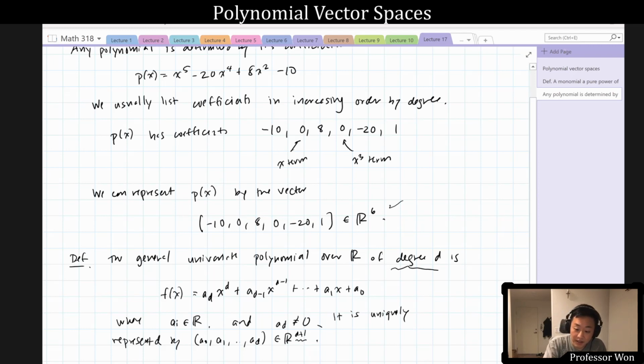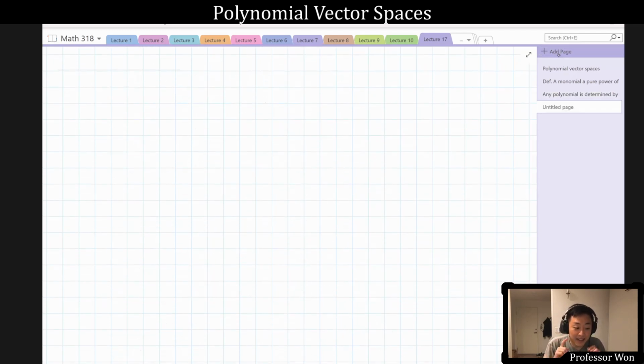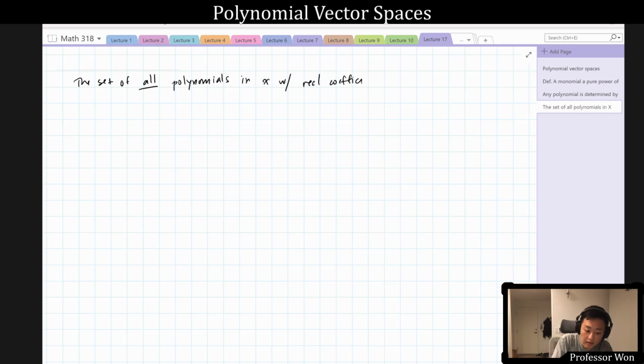Okay, so this is our first example of an infinite dimensional vector space. Okay, so the set of all polynomials in the variable x with real coefficients is denoted R adjoin x.